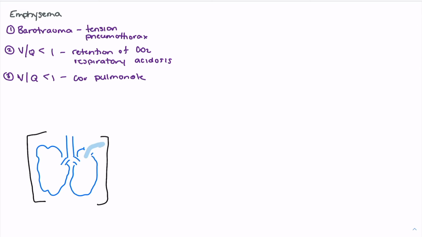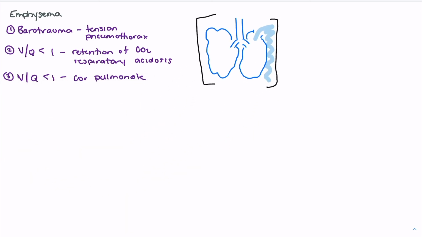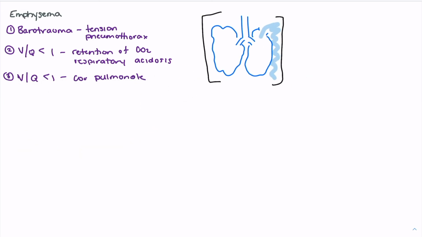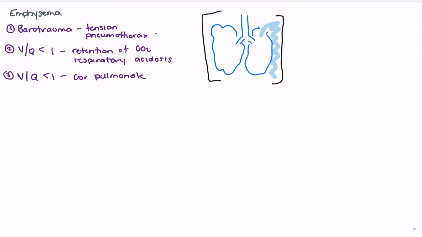So if air can exit in, we can see this buildup of air in the pleural space, which puts the patient at risk of a mechanical shock state. So one of the consequences, or one of the things we need to be concerned about with emphysema, is that the patient is at risk of tension pneumothorax if their condition progresses. So emphysema can lead to tension pneumothorax.